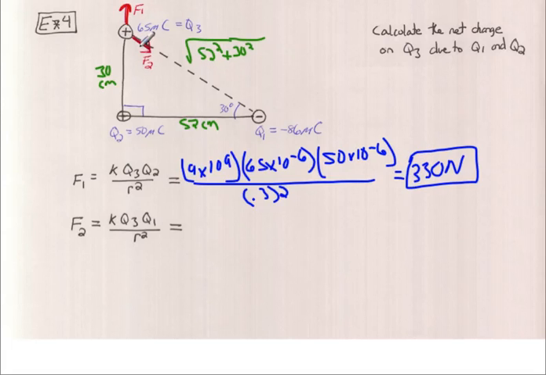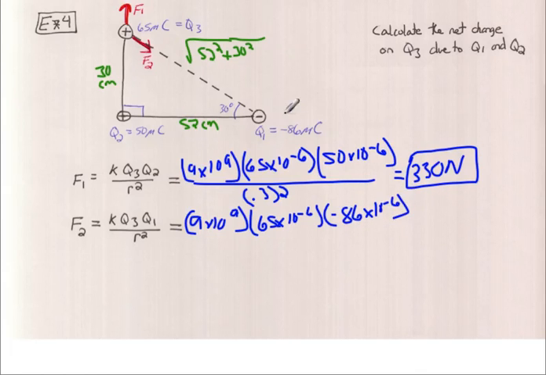Okay, so we've got that one, and let's do the other one. Let's just do the magnitude first. We'll worry about our angles later and so forth. Looks like we've got 30 degrees and a right angle there. But anyway, 9 times 10 to the ninth. Q3 is 65 again. Q1 is the biggest charge, but it's negative. You know what, let's leave that negative off again. I don't think we need it. So goodbye, negative. Worry about that in a sec. And then 0.3 squared. No, what am I talking about?